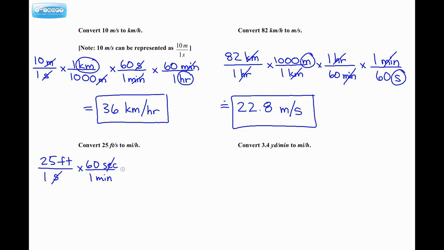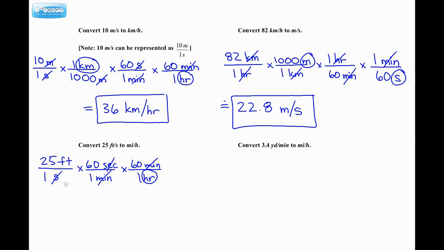But I need to go to hours. So to cancel those minutes, I have 60 minutes per 1 hour. So those cancel. All right. So my hours are on the bottom, which they should be.